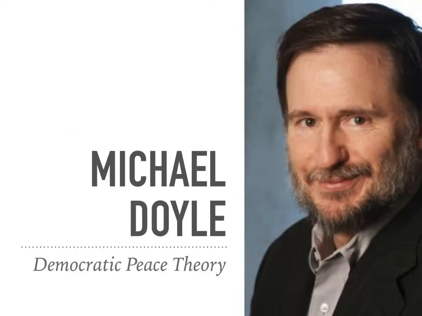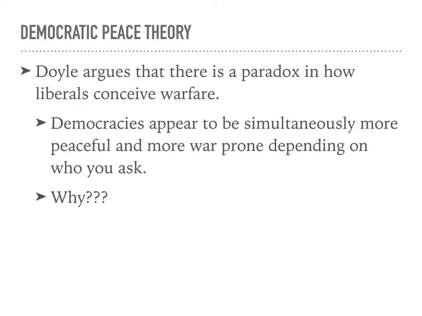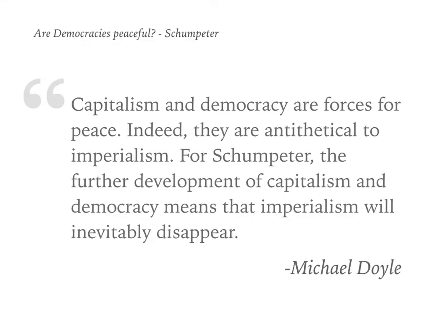So let's start off with democratic peace theory. This is the brainchild of political scientist Michael Doyle. And Doyle essentially argues that there is a bit of a paradox in how liberals conceive warfare. Because democracies appear to be simultaneously more peaceful and more war-prone, depending on who you ask. Depending on who you ask, democracies either go to war more or they go to war less. Why is that? Well, he starts off with this premise that capitalism and democracy are forces for peace.